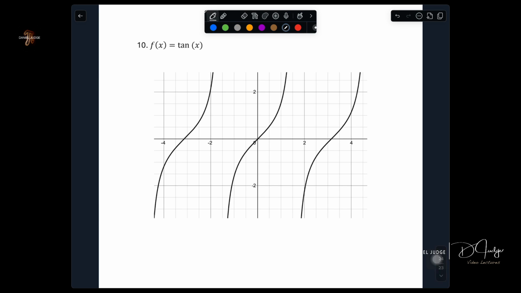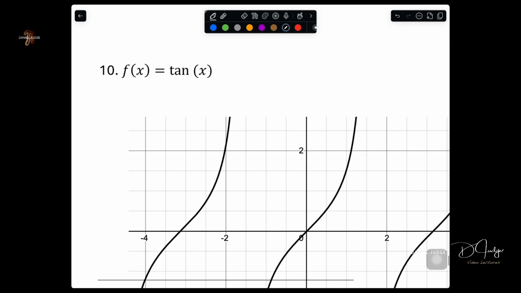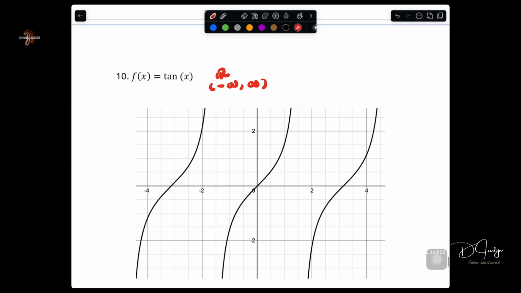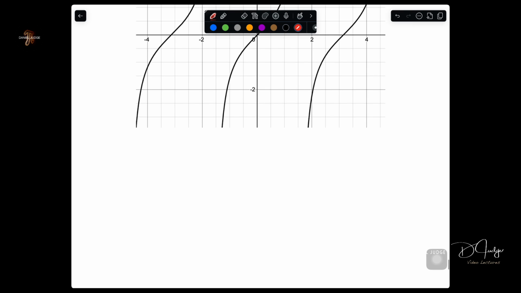Number 10. Now, if we look at this curve, there's no restriction on the domain, just so you guys know. This is for all real numbers. They didn't restrict the domain, so the interval is all real numbers. But let's take a look at what happens with this. If you take a look at this curve, I don't think I see any horizontal tangents.